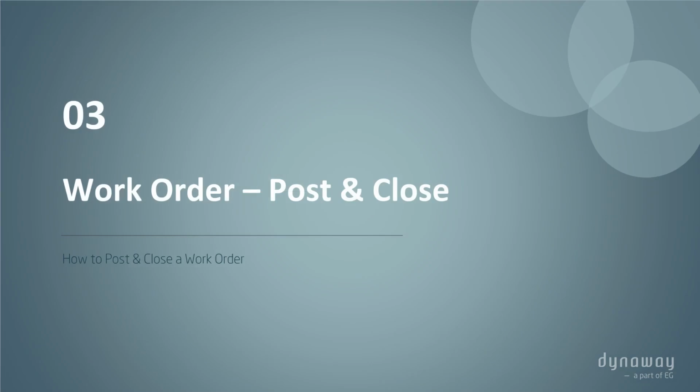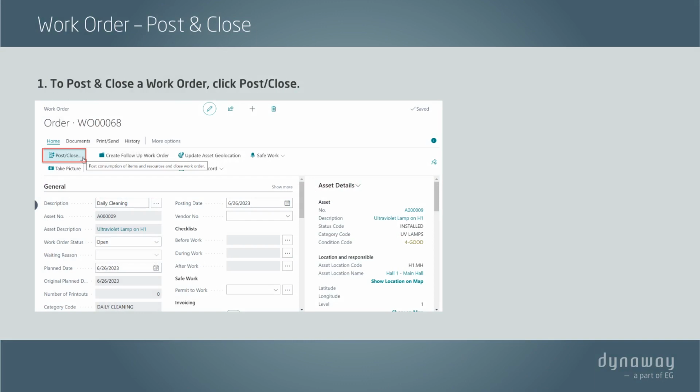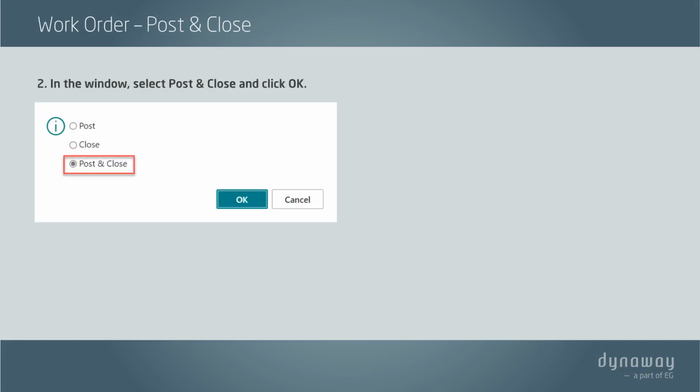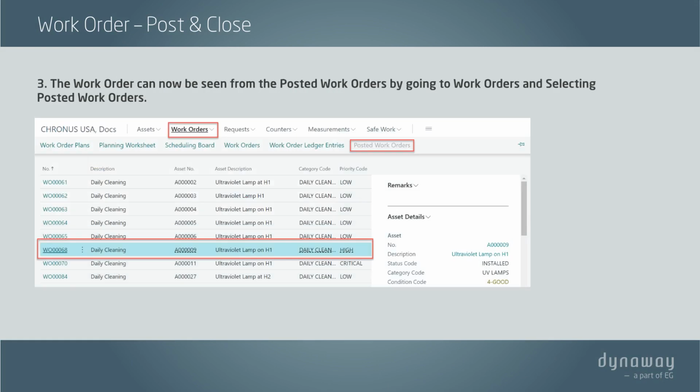How to post and close a work order. To post and close a work order, click Post/Close. In the window, select Post and Close and click OK. The work order can now be seen from the posted work orders by going to Work Orders and selecting Posted Work Orders.